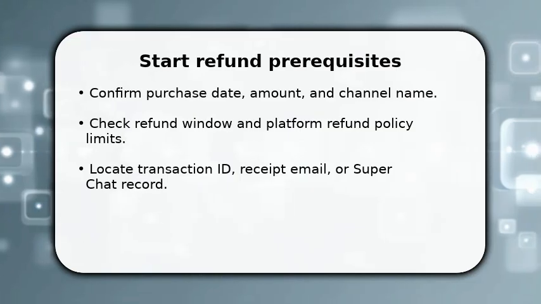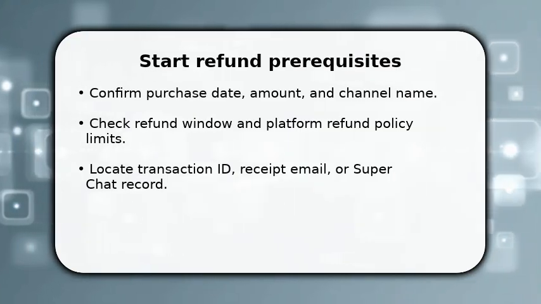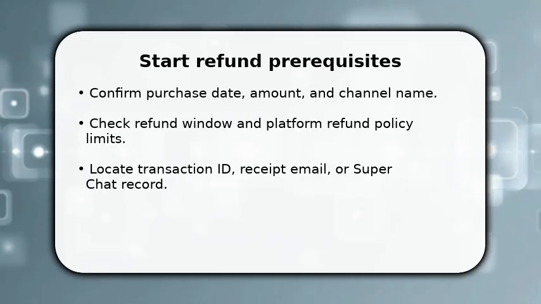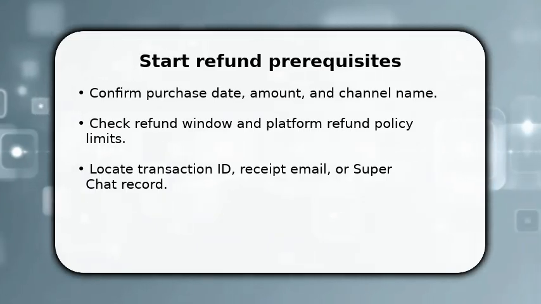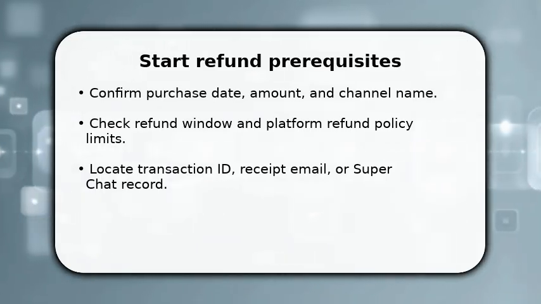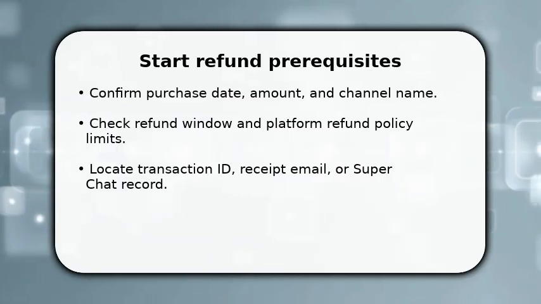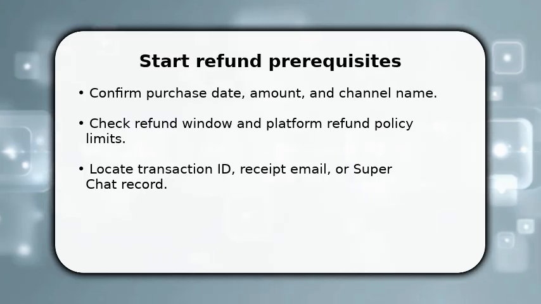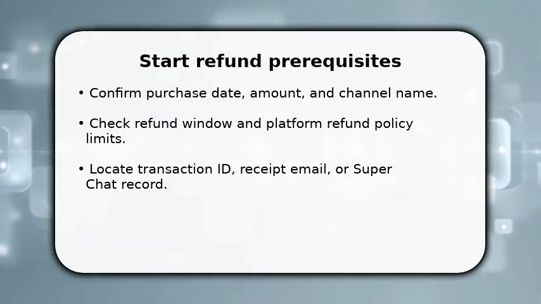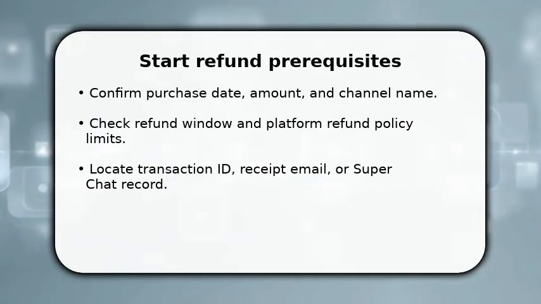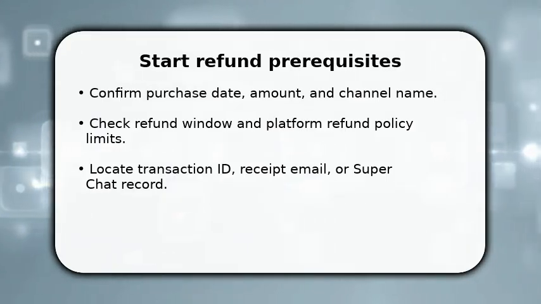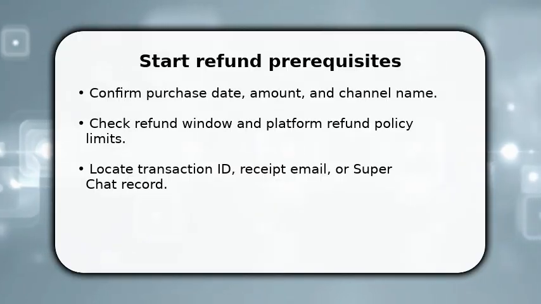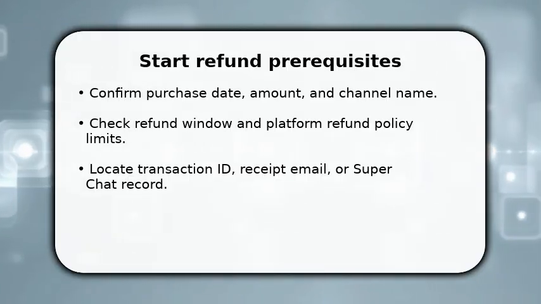You begin by gathering exact transaction details. This saves time. Locate the Superchat receipt or the transaction ID in your purchase email and note the amount and date. Next, check the platform's refund window and policy so you know eligibility. Once done, sign into the same account used to buy the Superchat and open the payment history screen. Make sure to take screenshots of the chat and receipt. These support your claim when you submit a request.